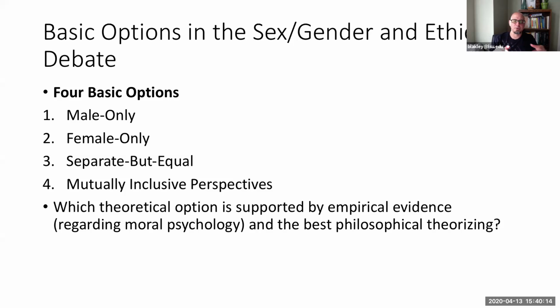Then we have the separate but equal perspective. So care versus justice, where both are important. And then the fourth option is the mutually inclusive perspective. That's somebody like Friedman, who thinks that both justice and care go together, right? So you get some basic options in that debate. And then our question would be, which of those four theoretical options is supported by both the empirical evidence regarding moral psychology and by the best philosophical theorizing, by the best arguments, right?